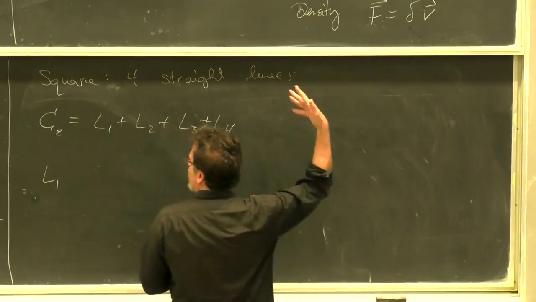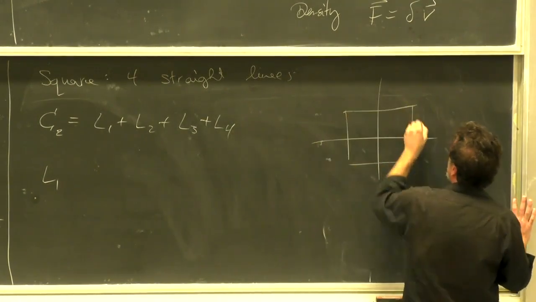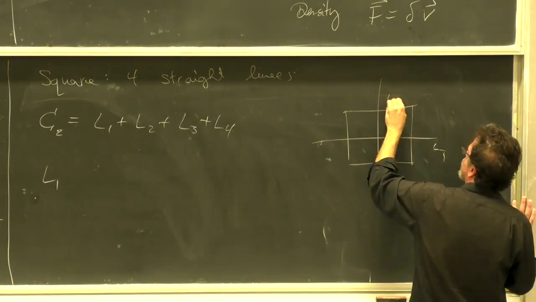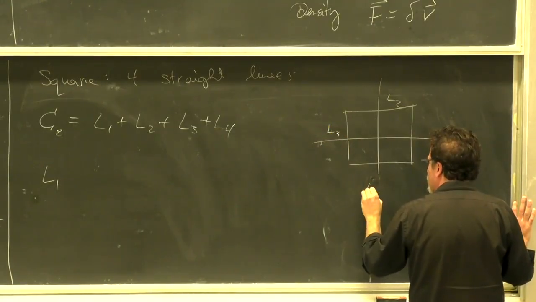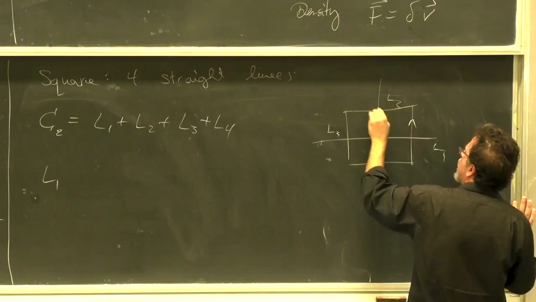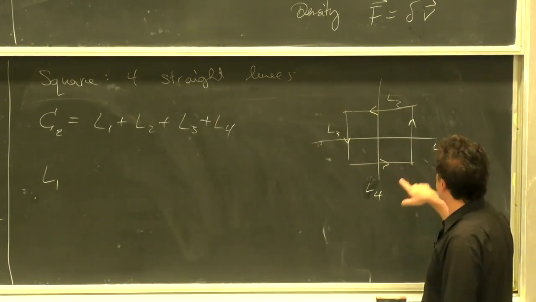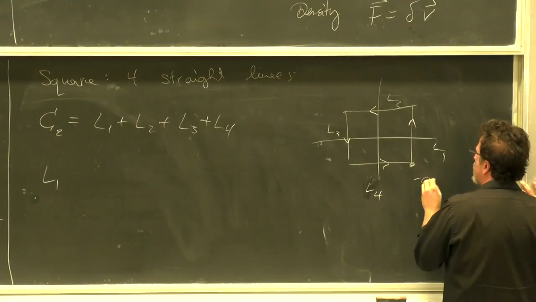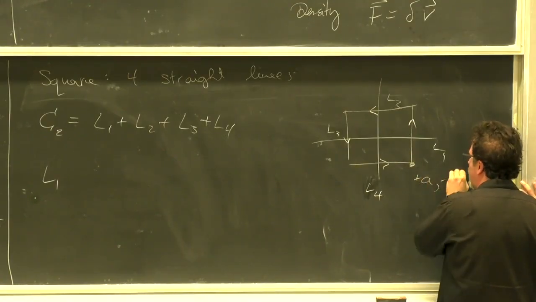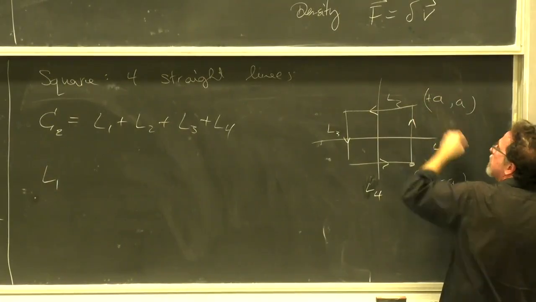Line 1 is going to be, let me draw it out. Let's call this one line 1, line 2, line 3, line 4. Okay? And we're going counterclockwise around this square. What's this point? Well, this point is positive a, comma, negative a. And this point is positive a, comma, a.